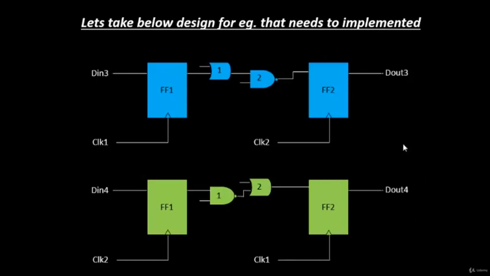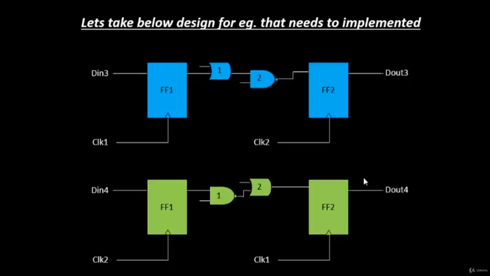So now we again have some set of input and output ports. We have D in 3, D in 4 as two new input ports. Clock 1 and clock 2 already had been defined in the previous slide, so we need not consider them over here. And we have two more output ports, which is D out 3 and D out 4.